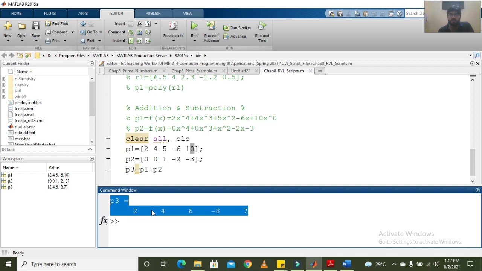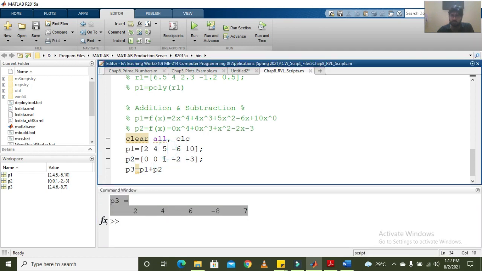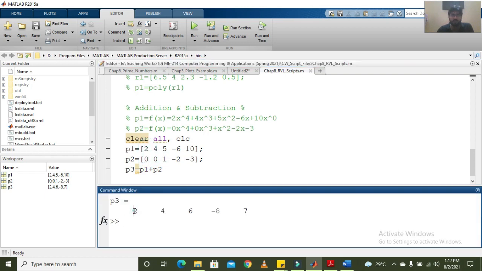It means the constants have been added, the x to the power 1 values have been added, the x to the power 2 values have been added, the x to the power 3 values have been added, and the x to the power 4 values have been added. This will be my resultant polynomial: 2x to the power 4, 4x to the power 3, 6x to the power 2, minus 8x and 7, which is your constant, or you can say 7x to the power 0. So this is how additions and subtractions can be carried out.